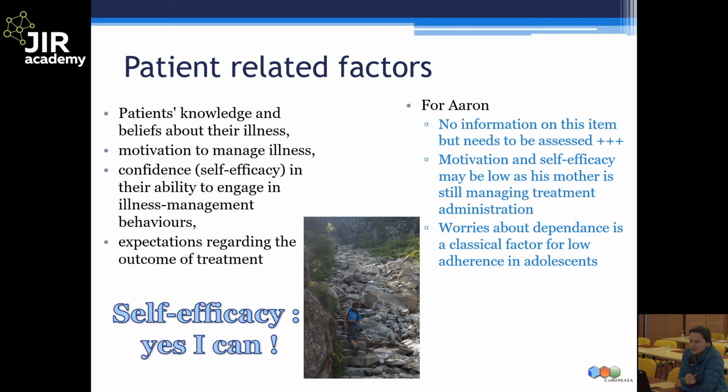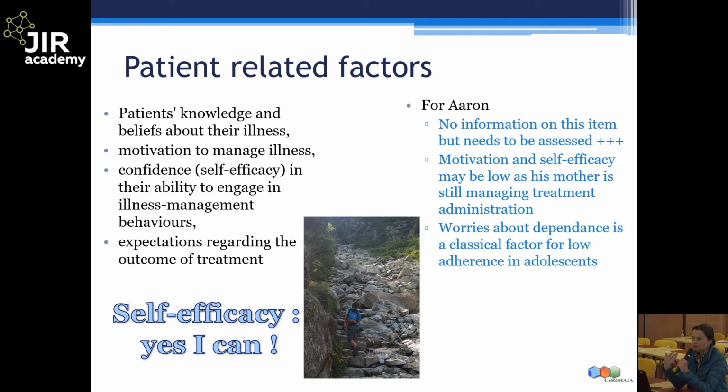The motivation and self-efficacy may be low as his mother is still managing treatment, administration, and the worries about dependence is a classical factor for low adherence in adolescents. Adolescents fear that if they take the medication now, they could never stop it. So they try to stop it to prove that they can live without the medication. So that's really an important determinant.